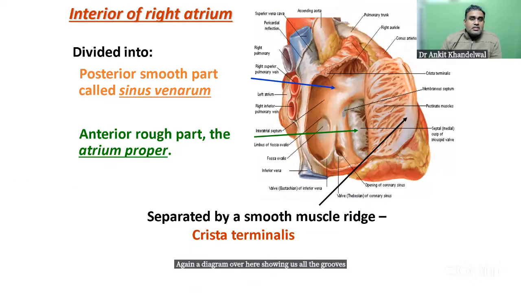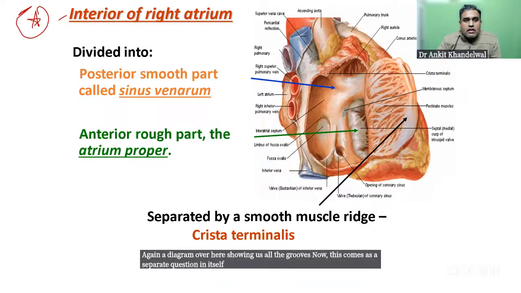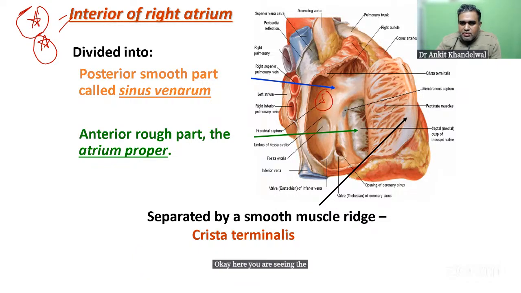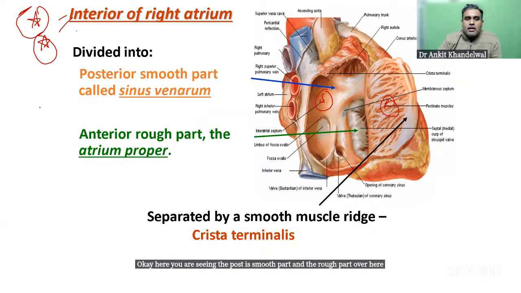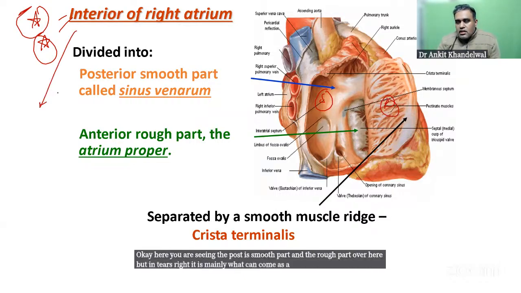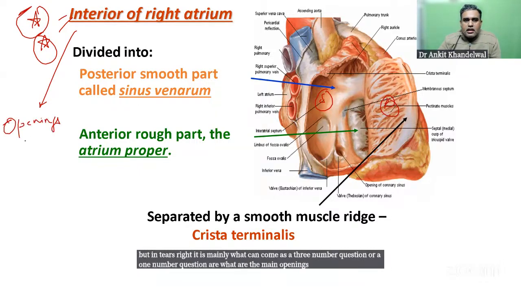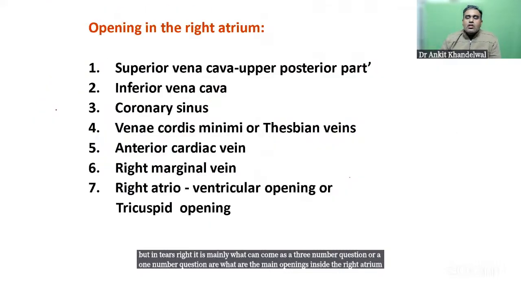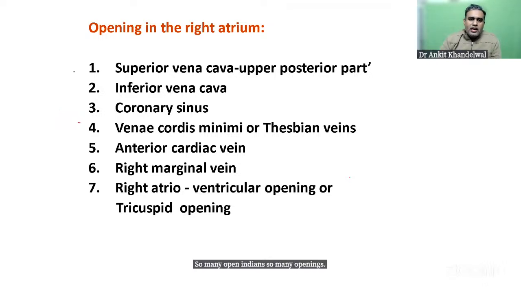Now this comes as a separate question in itself. This one mainly, so I will focus mainly on this one. The interior of the right atrium. Here you are seeing the posterior smooth part and the rough part. But for the interior of the right atrium, what can come as a 3-mark question or a 1-mark question is: what are the main openings inside the right atrium? And here is a list of all the openings. So many openings. Two we already know, SVC and IVC, the two major openings. But then there is a vein of the heart, the coronary sinus.